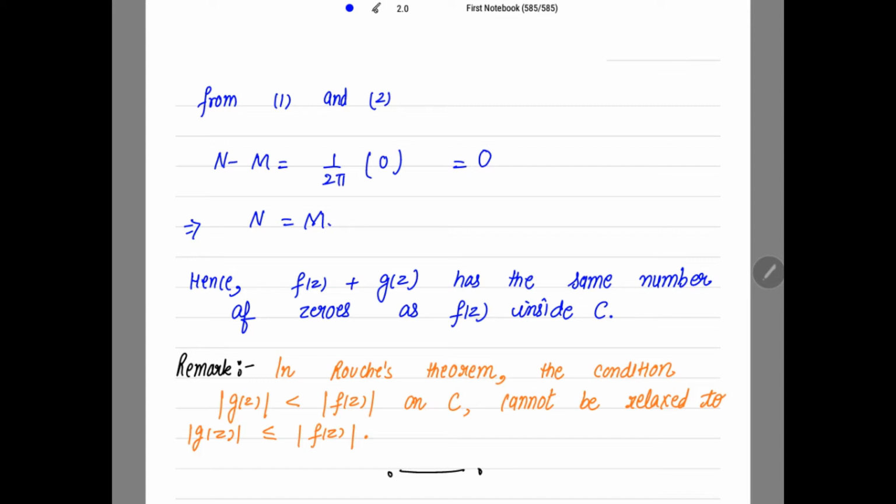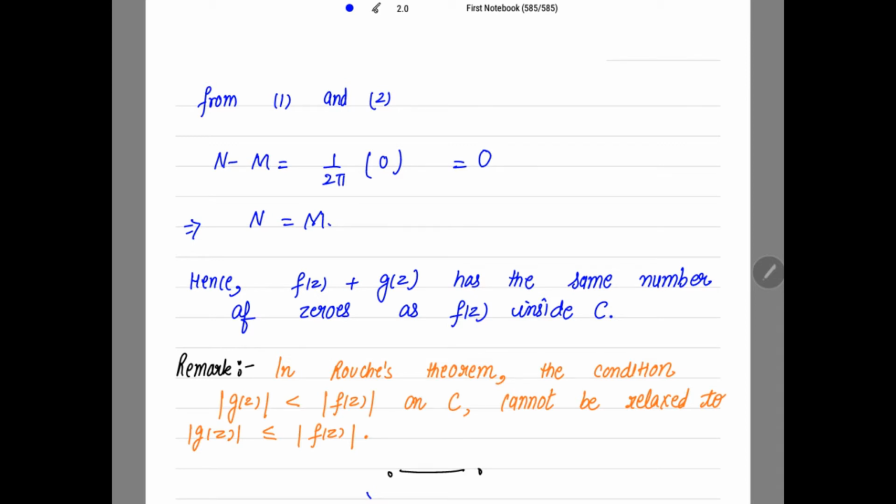Thus, we have proved that n, the number of zeros of fz plus gz, is equal to m, that is the number of zeros of fz. So fz plus gz has the same number of zeros as fz inside C.